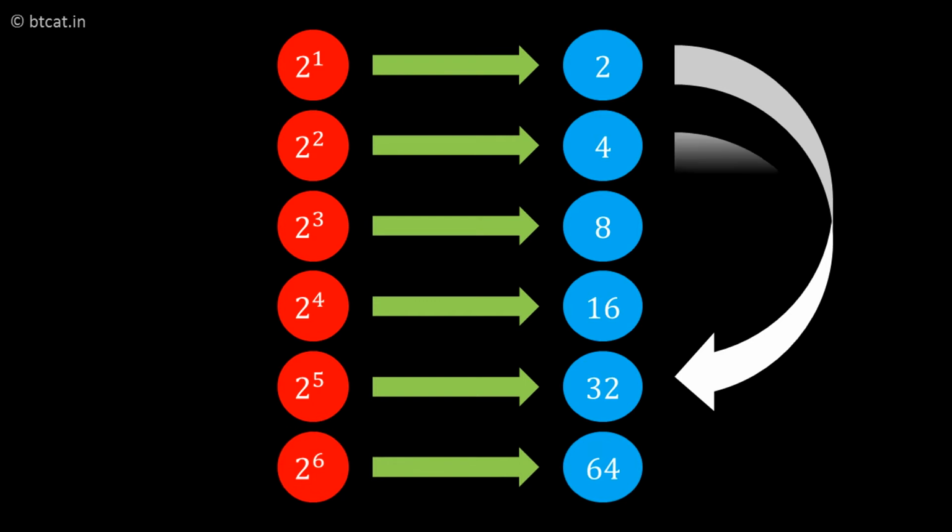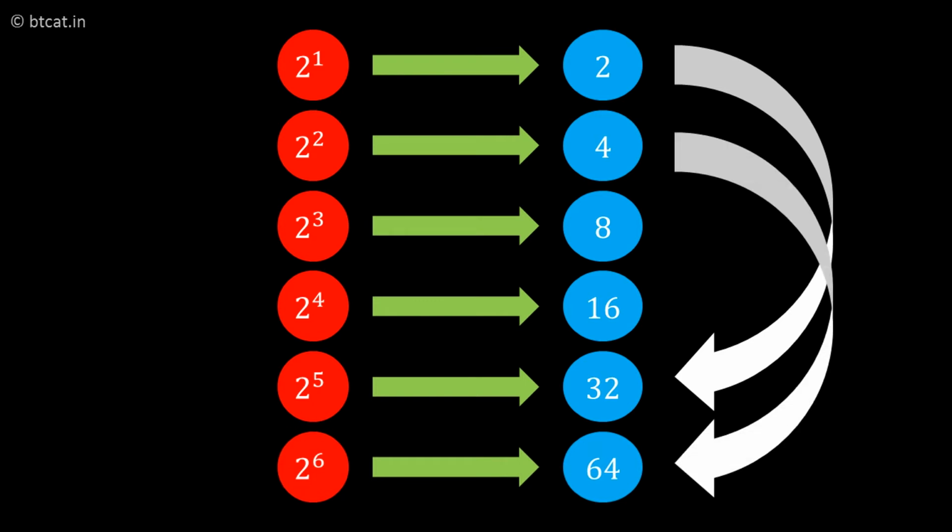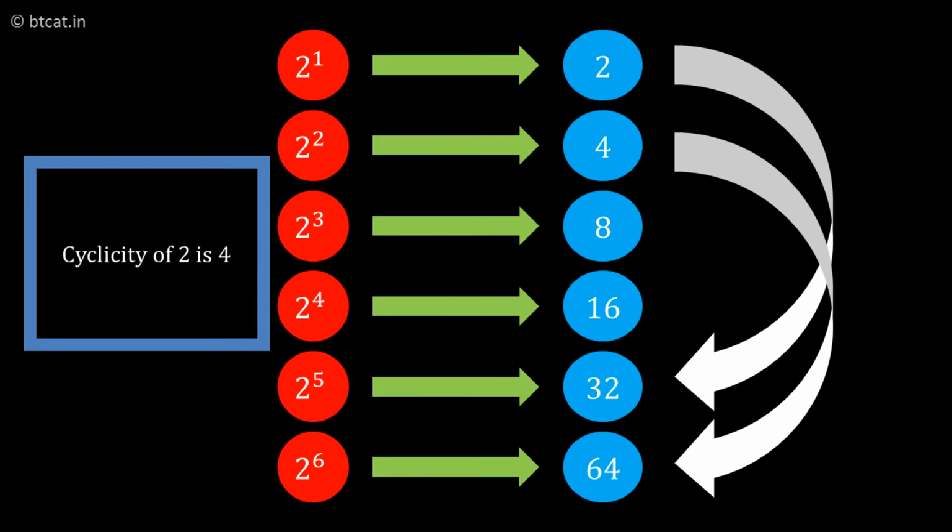2 raised to power 6, 64. The last digit is 4. So now as you can see the pattern, the last digit has started to repeat: 2, 4, 8, 6, 2, 4, 8, 6, 2, 4, 8, 6 and so on. So we define the cyclicity of 2 as 4, because after every 4 powers the last digit keeps on repeating. So that is the concept of cyclicity.